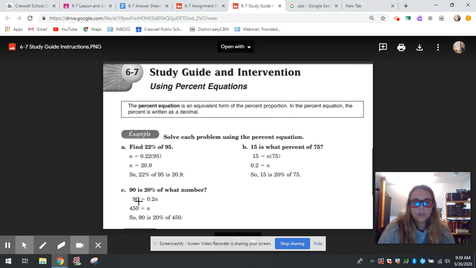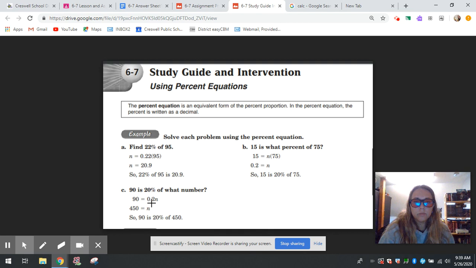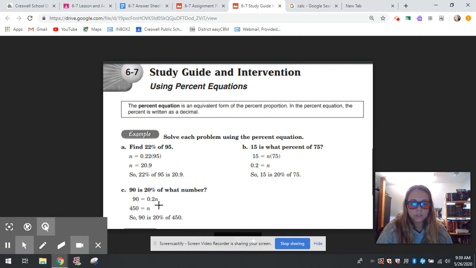Okay, so I get 90 equals 0.2 of what number? I don't know what that number is, so I write n. And then when you have that set up, just like in the other one, we divide by the number that's attached to the variable, which in this case is 0.2. So I would divide both sides by 0.2 to get the n by itself on one side of the equation. If I divide 90 by 0.2, I get 450. So 90 is 20% of 450.